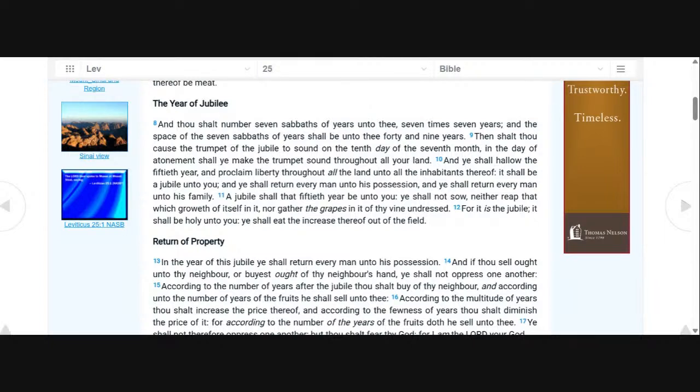For it is a Jubilee, it shall be holy unto you, and ye shall eat the increase of the land thereof. So I asked her, eating of the increase means you're still not working it, but you can eat what's out there. It says right here, a Jubilee shall that 50th year be unto you; ye shall not sow, neither reap. And I'm like, all right, now wait a second. This is where I got stumped last night.